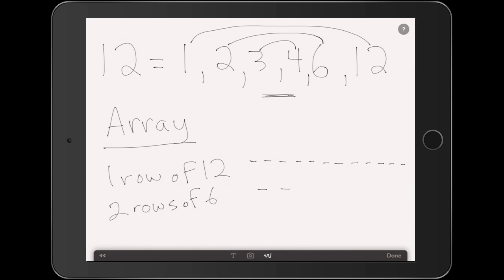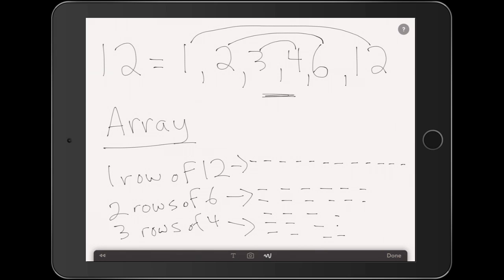1, 2, 3, 4, 5, 6. 1, 2, 3, 4, 5, 6. So that would be 2 rows of 6. And then finally we have the 3 rows of 4. 1, 2, 3, 4. So there you have it. That's what an array would be called.